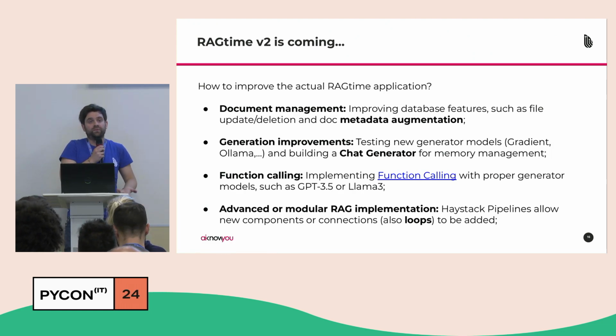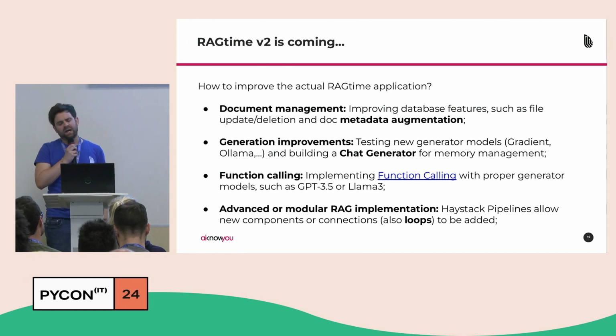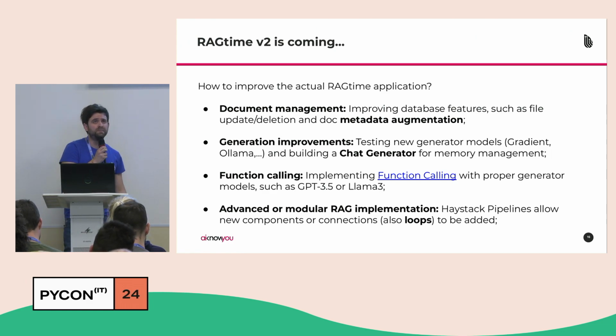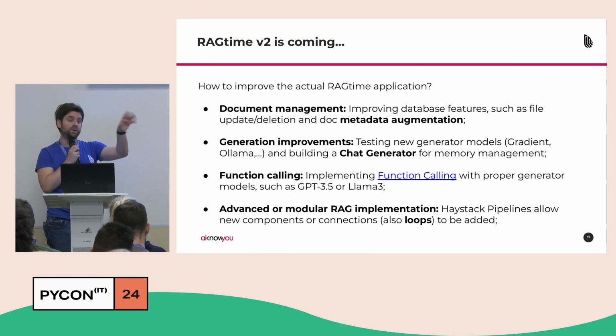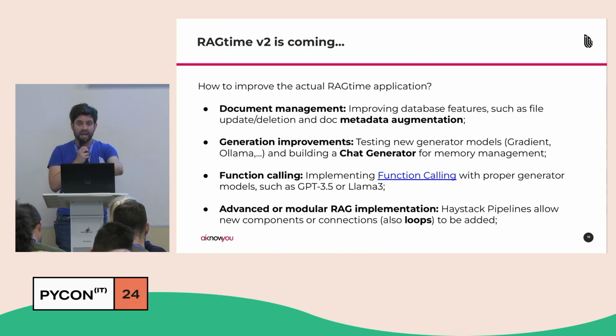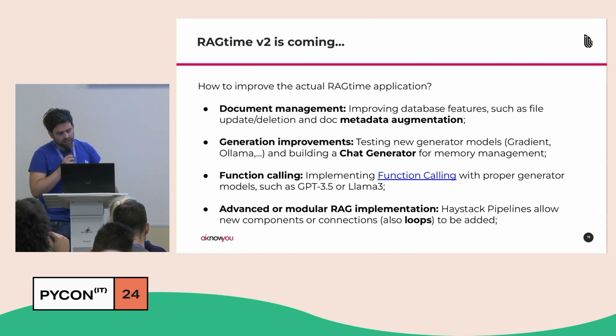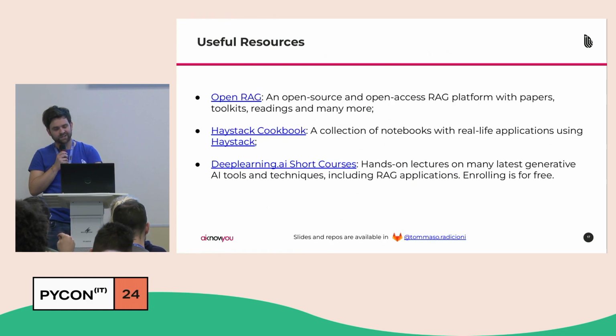Basically, it is a new method implemented first of all by OpenAI and then even Llama, but even other models. If I remember well, even Mistral in those days released the possibility of function calling, and it's really useful because together with RAG you can call even other external APIs if you want to add more context in your prompt. And yeah, of course, advanced or modular RAG implementation, so loops, new components, and so on and so forth.